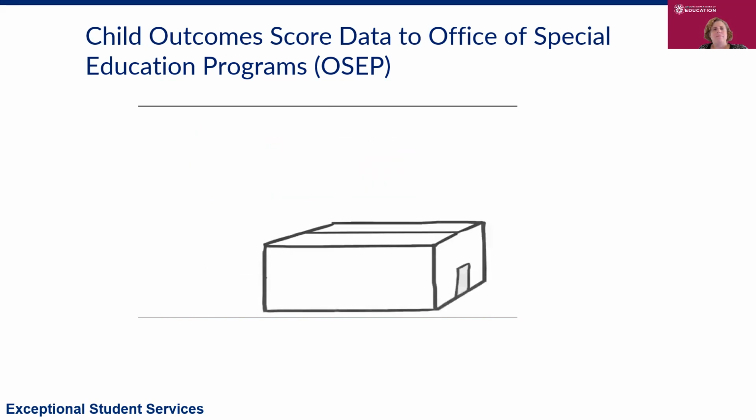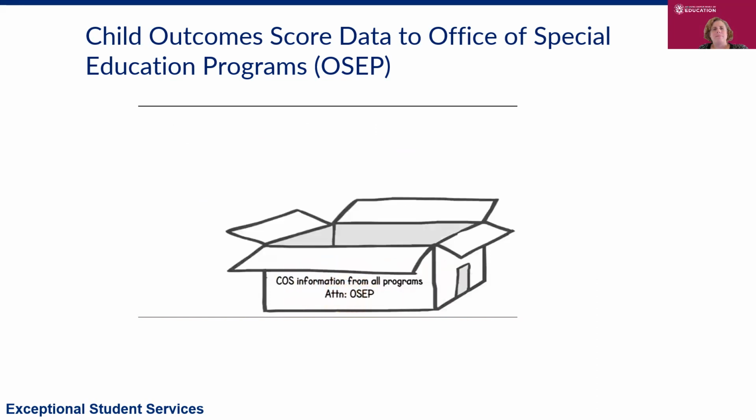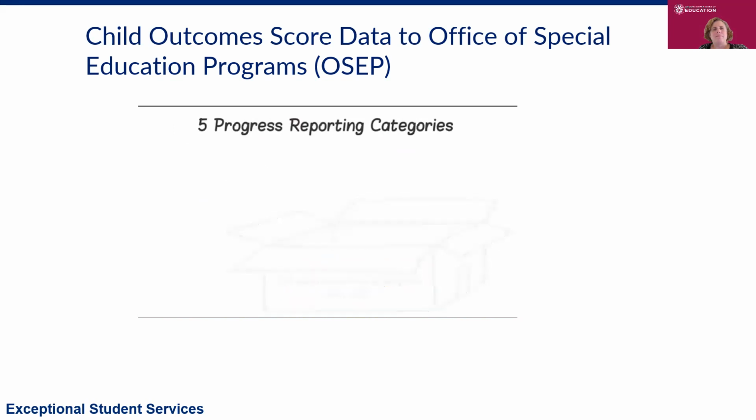The state agency collects this information from all programs around the state. To demonstrate how this information is converted into the numbers that are sent to the U.S. Office of Special Education Programs, let's start with the progress reporting categories.